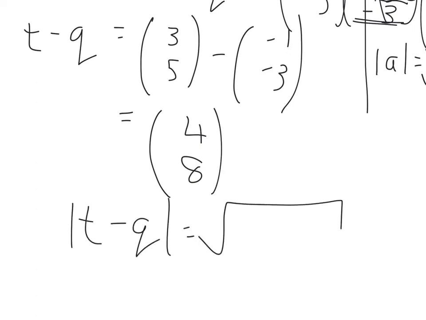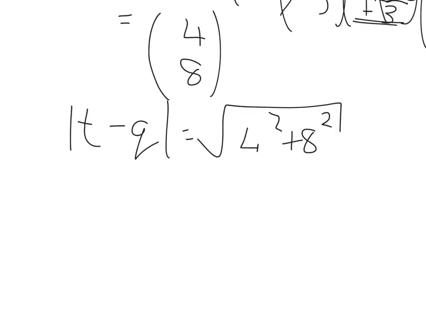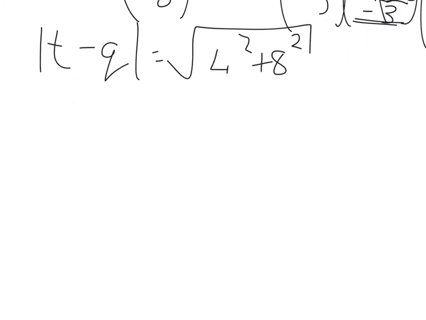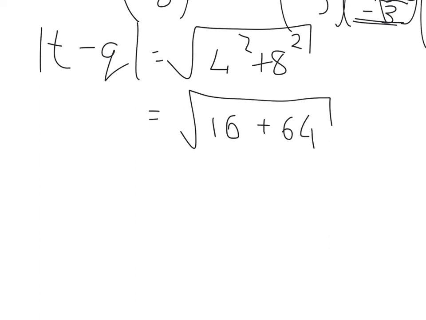So it's the square root of 4 squared plus 8 squared. This question typically moves from being a vector question into potentially a surds question, to simplify the surd in its simplest form. So that's what we're going to do. 4 squared is 16, 8 squared is 64, so the square root of 16 plus 64, which is the square root of 80. Now typically that question might say simplify the surd in its simplest form.